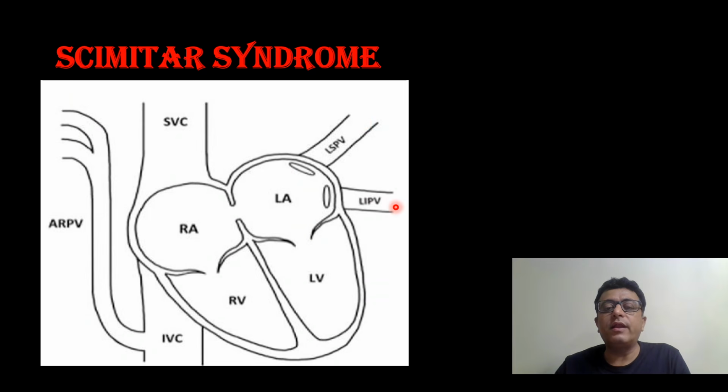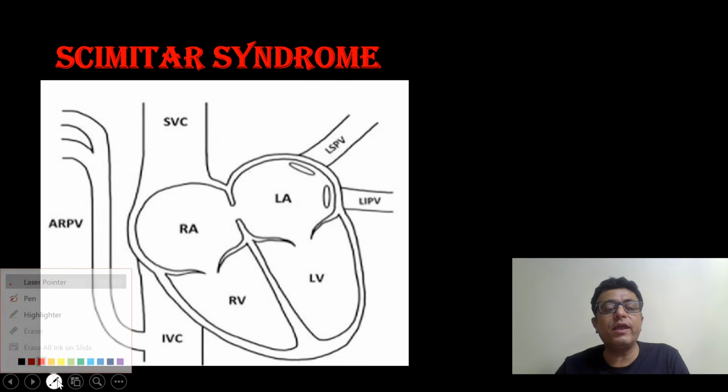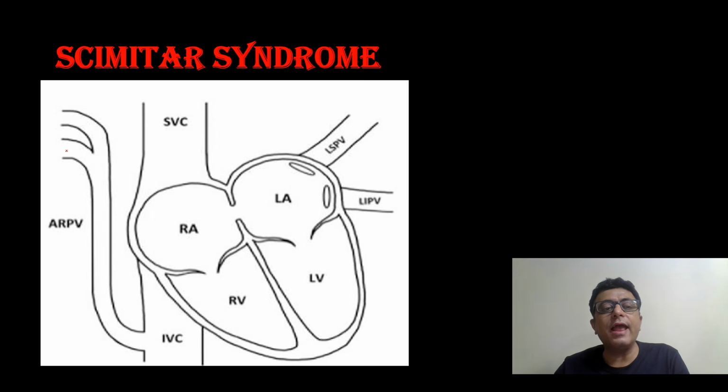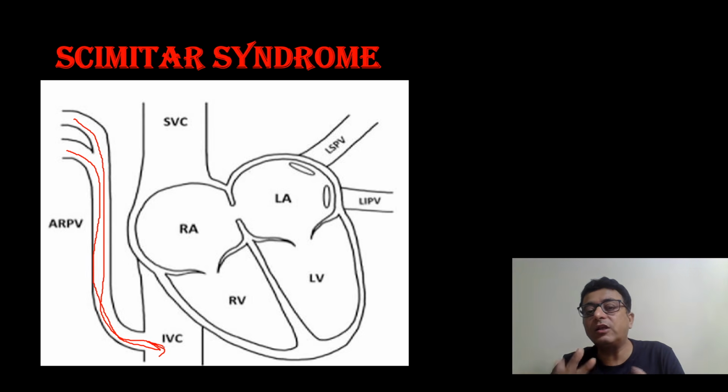Left-sided pulmonary veins drain into the LA. SVC and IVC drain into the RA. Right-sided pulmonary veins are also supposed to drain into the LA. But what happened here? Right-sided pulmonary veins drain anomalously into the IVC. This is scimitar syndrome. It is not a total anomalous pulmonary venous connection, it's a partial anomalous pulmonary venous connection.